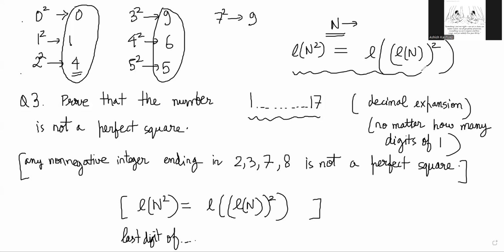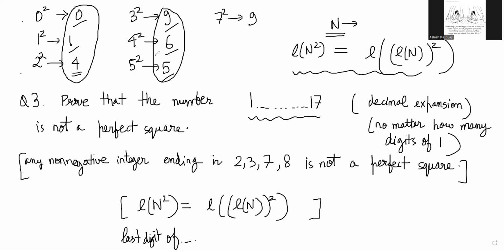Remember that the converse of this is not true. Just because the last digit is one of these doesn't mean it is a perfect square. It is true in only one direction: perfect squares will only have these last digits. But if the last digit is this, it's not necessary that it has to be a perfect square.